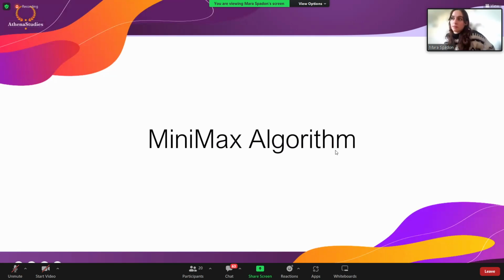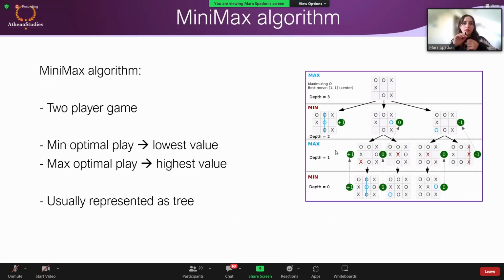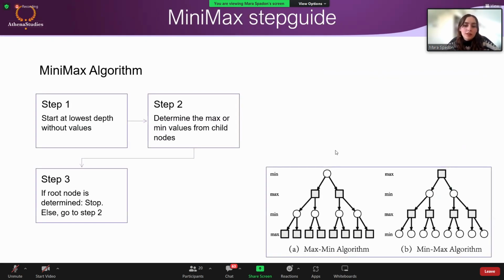Okay, so for the Minimax algorithm, let's start. The Minimax algorithm usually is a representation for games. So you could have a two-player game where, for example, Min and Max always play optimal, where Min chooses the lowest value and Max chooses the highest value. This is usually represented as a tree. So this is a little example here. We have tic-tac-toe, right? And then you can represent this as a tree with Min and Max, a two-player game. So a little step guide for the Minimax algorithm is that you start at the lowest depth without any values.